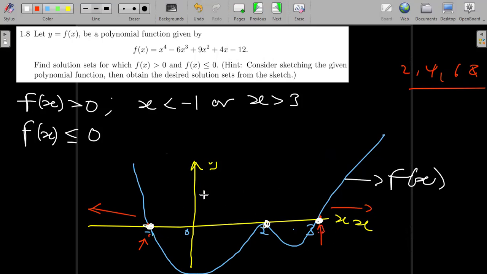So how can we represent that interval? We're just going to say -1 less than or equal to x less than or equal to what? To 3. So between -1 and 3, the graph is down there. So it means the f of x is less than or equal to 0. And then the f of x is greater than 0 if the x is less than -1, or the x is what? Greater than 3. All right, so that's how we can answer that one.